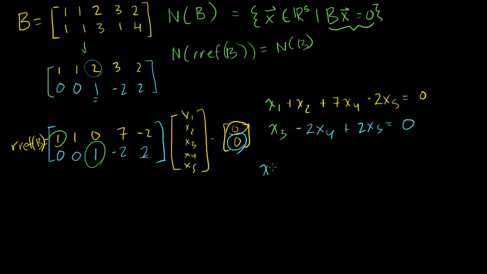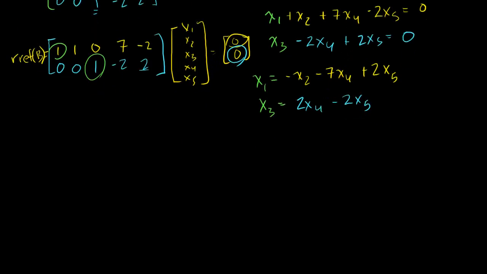We get x1 is equal to, I should do that in green. The color coding helps. I get x1 is equal to minus x2 minus 7x4 plus 2x5. I just subtracted these from both sides of the equation. And I get x3 is equal to, we've done this multiple times, 2x4 minus 2x5. And so if I wanted to write the solution set in vector form, my null space really is all the possible x's, x1, x2, x3, x4, x5. This is my vector x that's in R5.